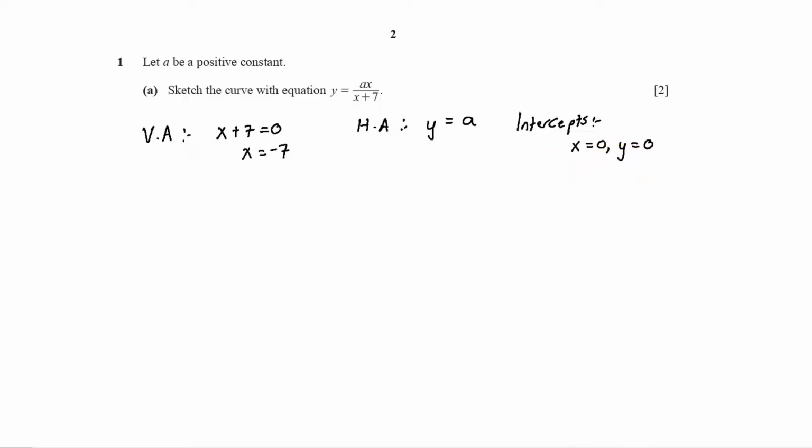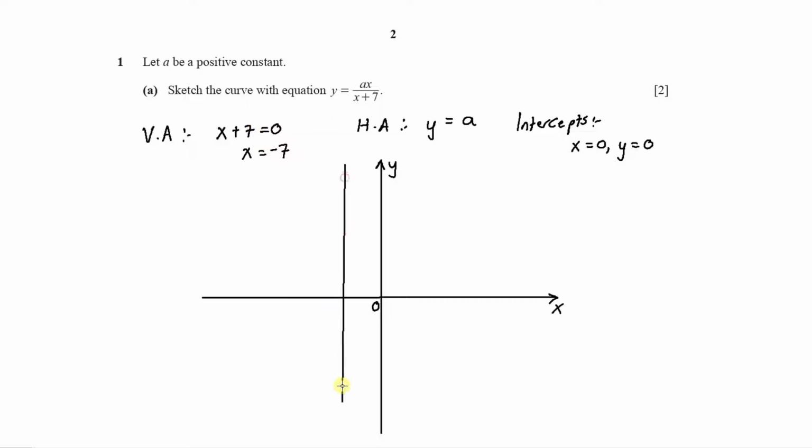That's the origin. So we can start making a sketch. This is the vertical axis, and we have the horizontal axis here. So y and x. This is the origin, and we have the vertical asymptote as x is equal to minus 7. So here it is. This is minus 7. And the horizontal asymptote is y is equal to a. So here it is.